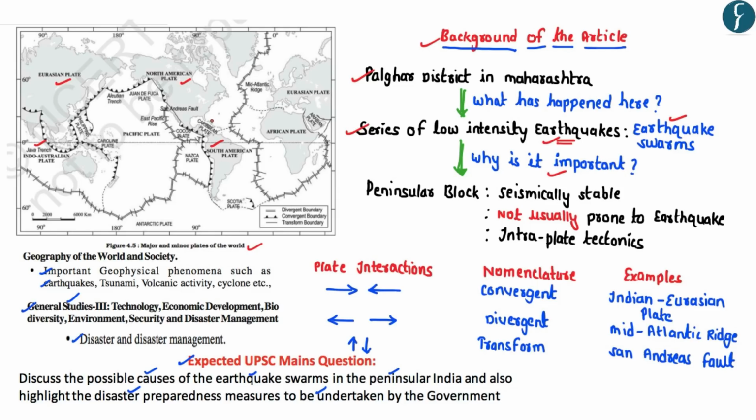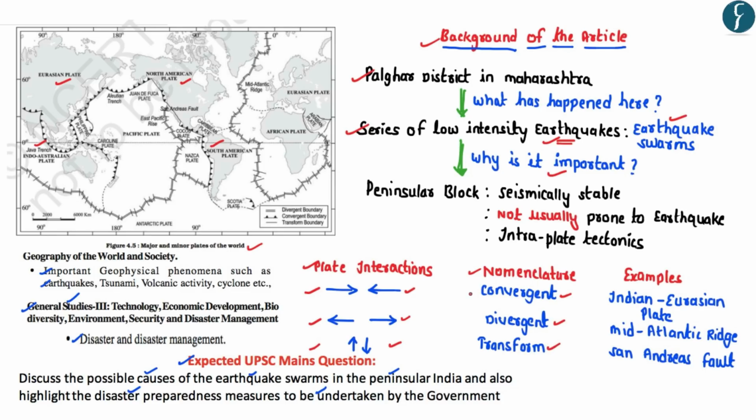Due to the relative motion of these plates, there is a constant interaction between them. Based upon the interaction taking place among these plates, they are called by different names. For example, if the plates are moving towards each other, such a boundary is referred to as the convergent plate boundary. Similarly, if the plates are moving away from each other, they are referred to as the divergent plate boundary. On the other hand, if the plates slide past each other, such a boundary is referred to as the transform boundary.